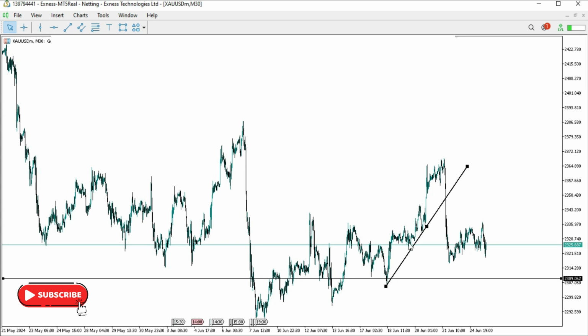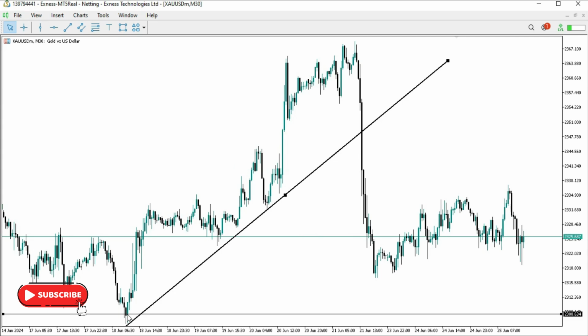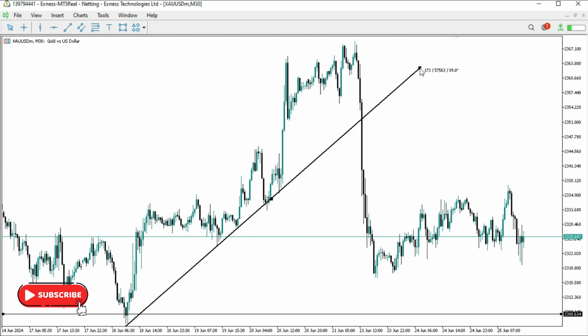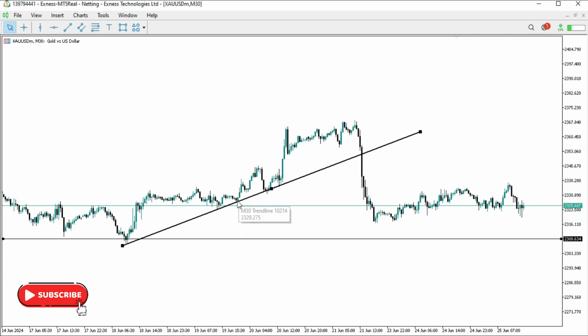This is the low. This one too is a low. Let me zoom in for you to see clearly. This is a low. Here is a low, and here too is another low. So if we are to even go in a little bit like this, okay, perfect, you will realize that the lows here are really touching the trend line.